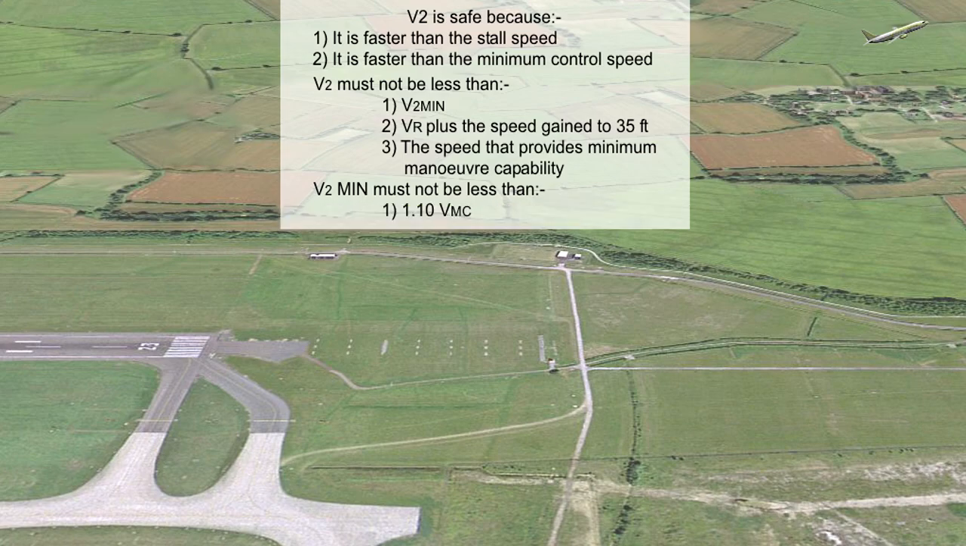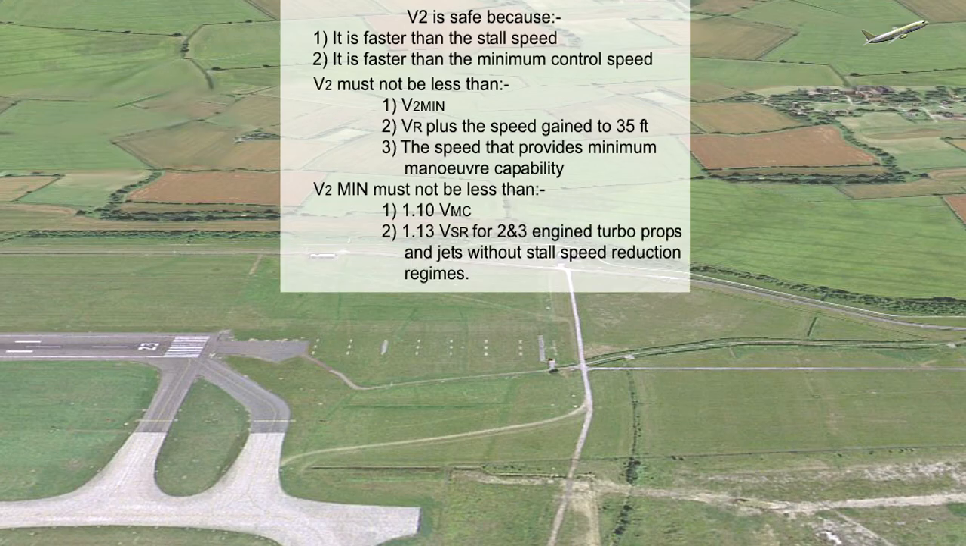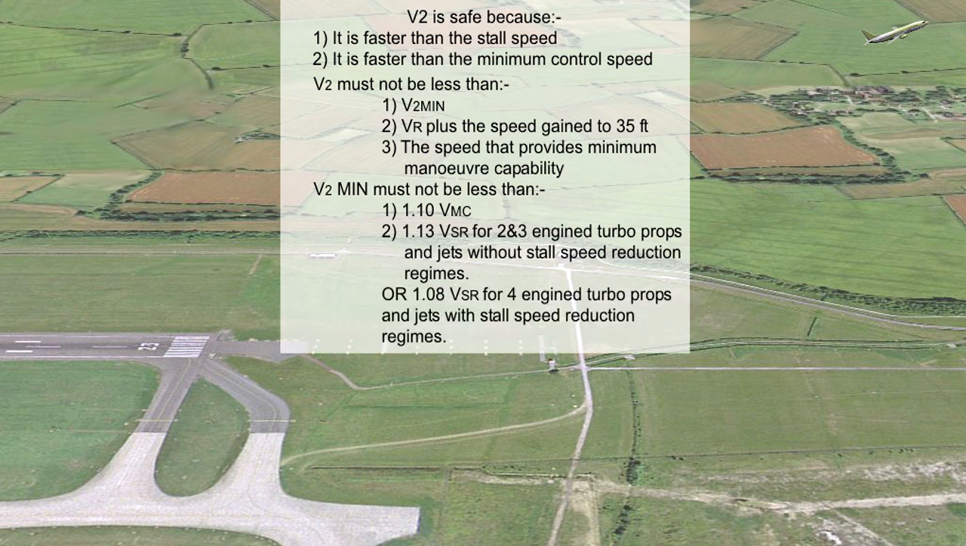V2 min may not be less than 1.10 times VMC and 1.13 VSR for two-engined and three-engined turbopropeller aeroplanes and jet aeroplanes without stall speed reduction regimes. Or this may reduce to 1.08 VSR for turbopropeller-powered aeroplanes with more than three engines and jet aeroplanes with stall speed reduction regimes.